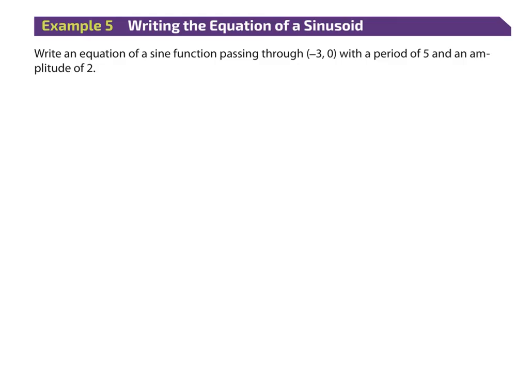All right, write an equation of a sine function passing through the point -3, 0 with a period of 5 and an amplitude of 2. Amplitude's easy. There's actually two options. You can actually have multiple graphs that fit this description, by the way, for a little bit. The -3 is gonna help us.